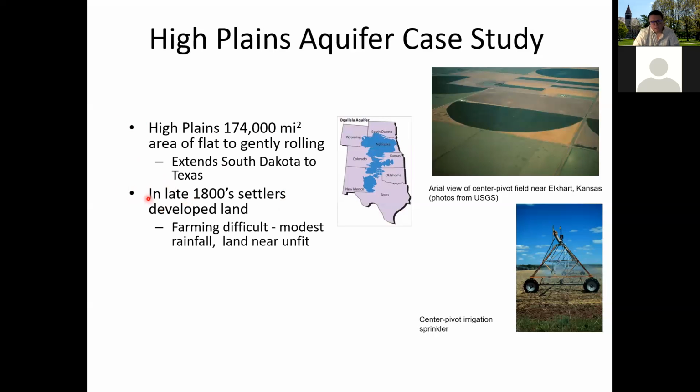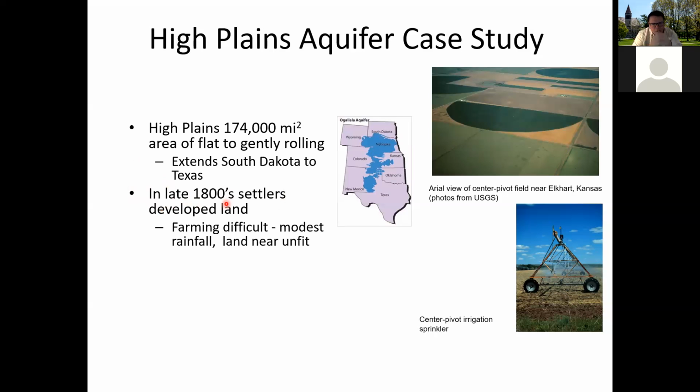Basically the history of the area is that this was settled in about the 1800s. Settlers developed the land, but at the time, and you've heard about this in terms of the Dust Bowl and things like that, farming was basically believed to be difficult and not particularly viable.